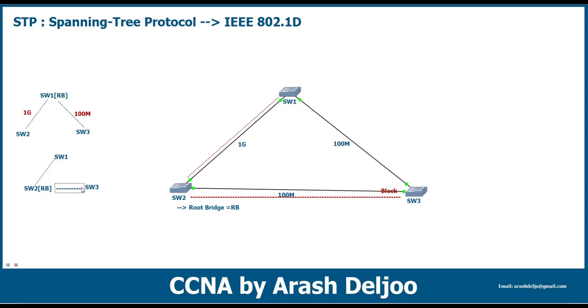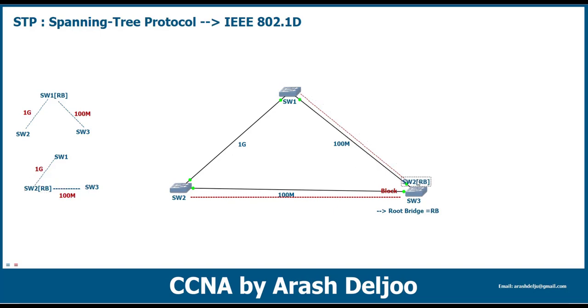This is the next link, and the bandwidth of this link is 1 gigabit per second, and the bandwidth of this link is 100 megabit per second. It's okay. But if the switch 3 is the root bridge, the result is the link between switch 3 and switch 1 is now active, and also the direct link between switch 3 and switch 2. As you can see, we are using 2 fast Ethernet or 200 megabit per second links.